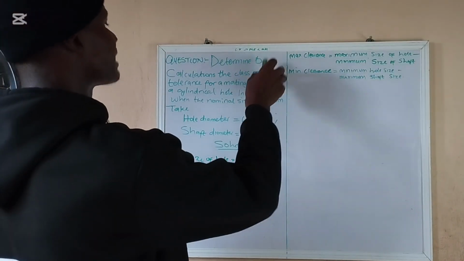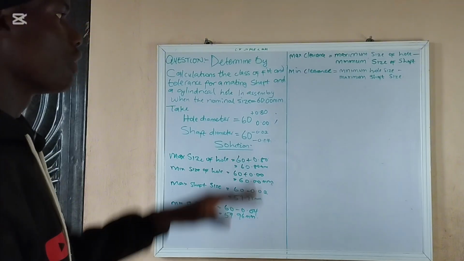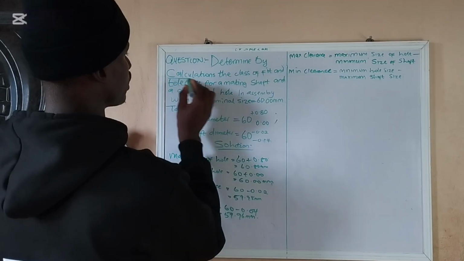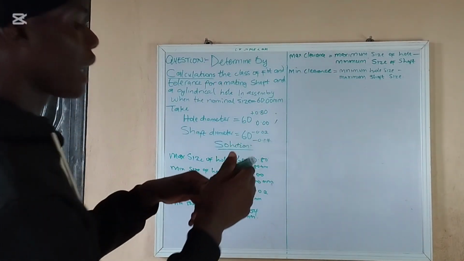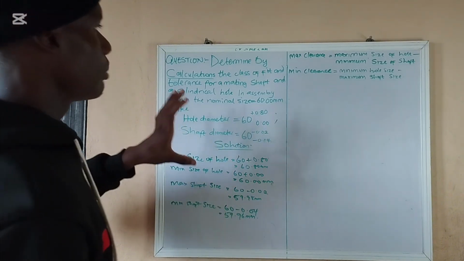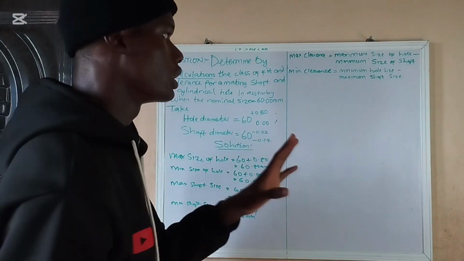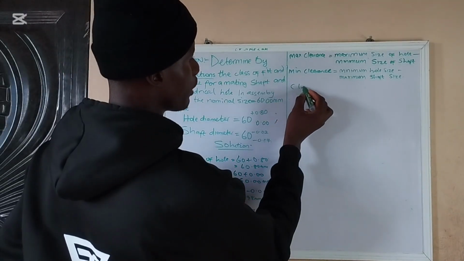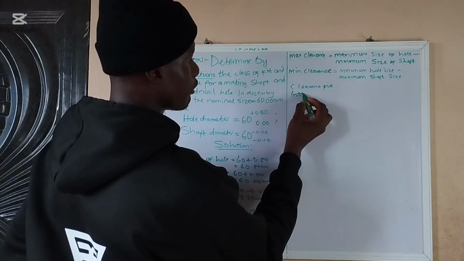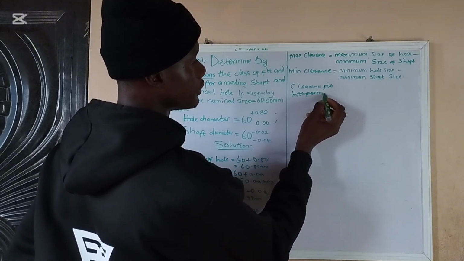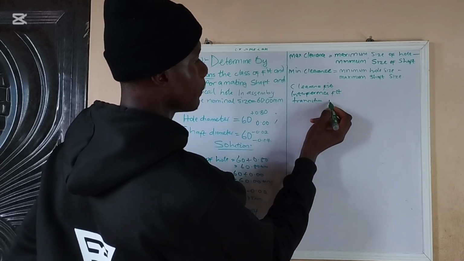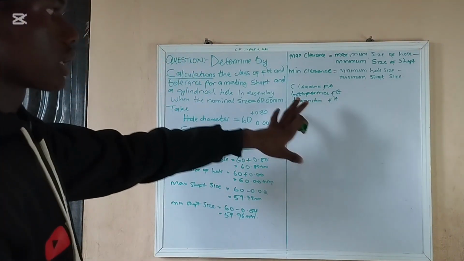Now we have been told to determine by calculation the class of fit. We can actually easily determine the class of fit by just what we have been given. Now let me explain how. We have three classes of fit: the clearance fit, the interference fit, and the transition fit. So these are the three classes of fit we have.